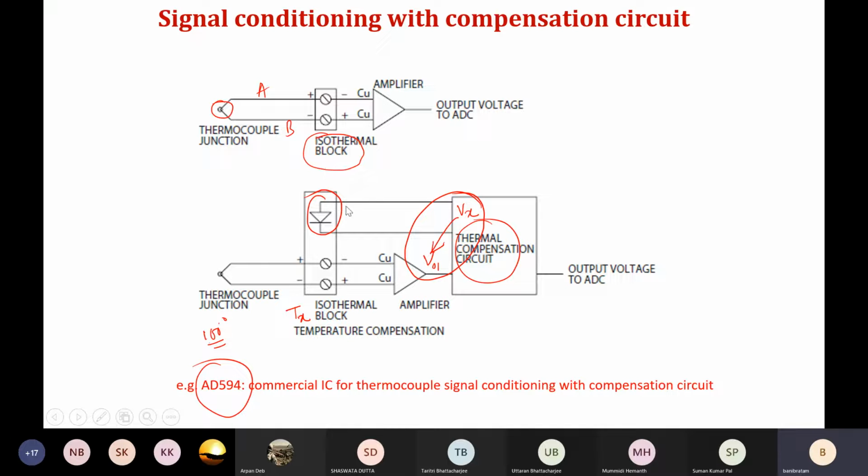Okay, so thermal compensation circuit, in order to compensate the reference junction or cold junction temperature variation. What we said: if the reference junction temperature gets varied somehow, which is not expected, then that will affect my overall output. So in order to reduce that effect, we dedicatedly use some thermal compensation circuit, which will take care of this reference junction temperature variation, and accordingly it will correct that effect.